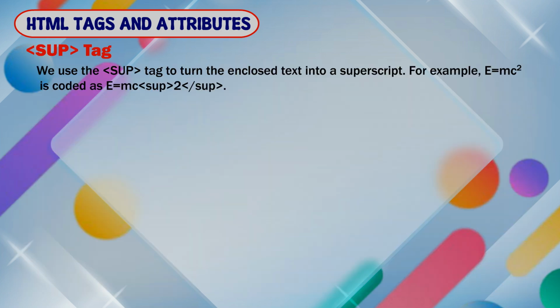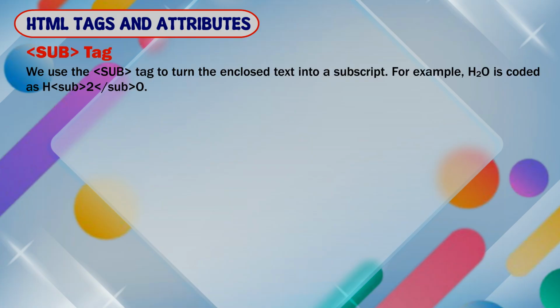</html>. Sup tag. We use the sup tag to turn the enclosed text into a superscript. For example, E = mc² is coded as E = mc<sup>2</sup>. Sub tag. We use the sub tag to turn the enclosed text into a subscript. For example, H2O is coded as H<sub>2</sub>O.